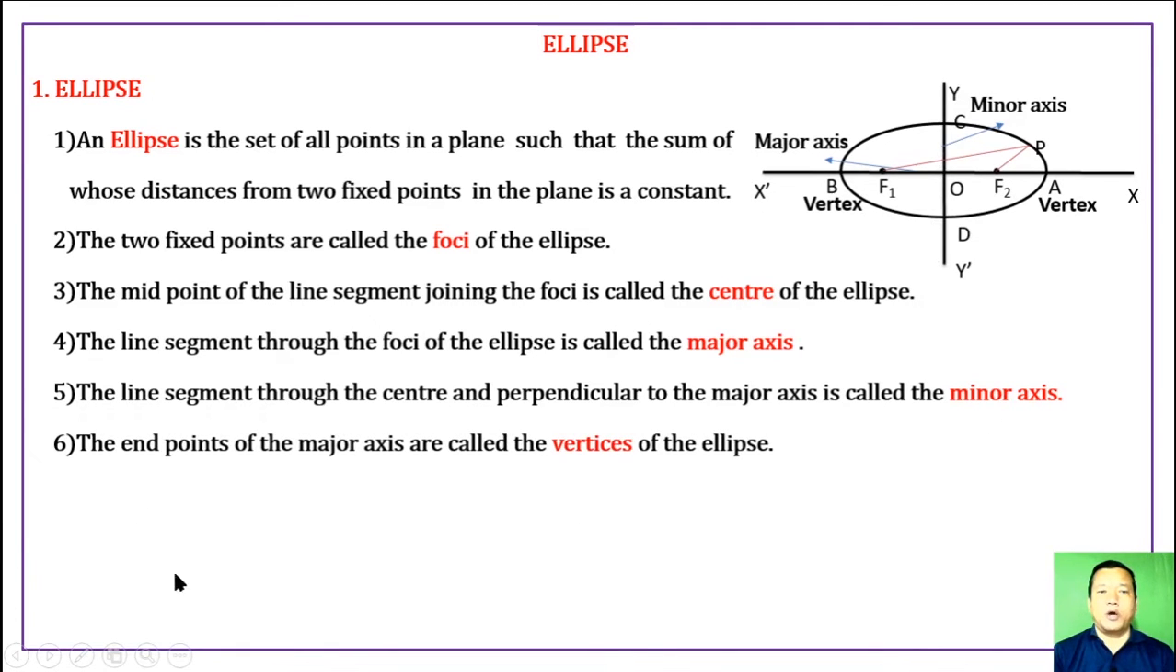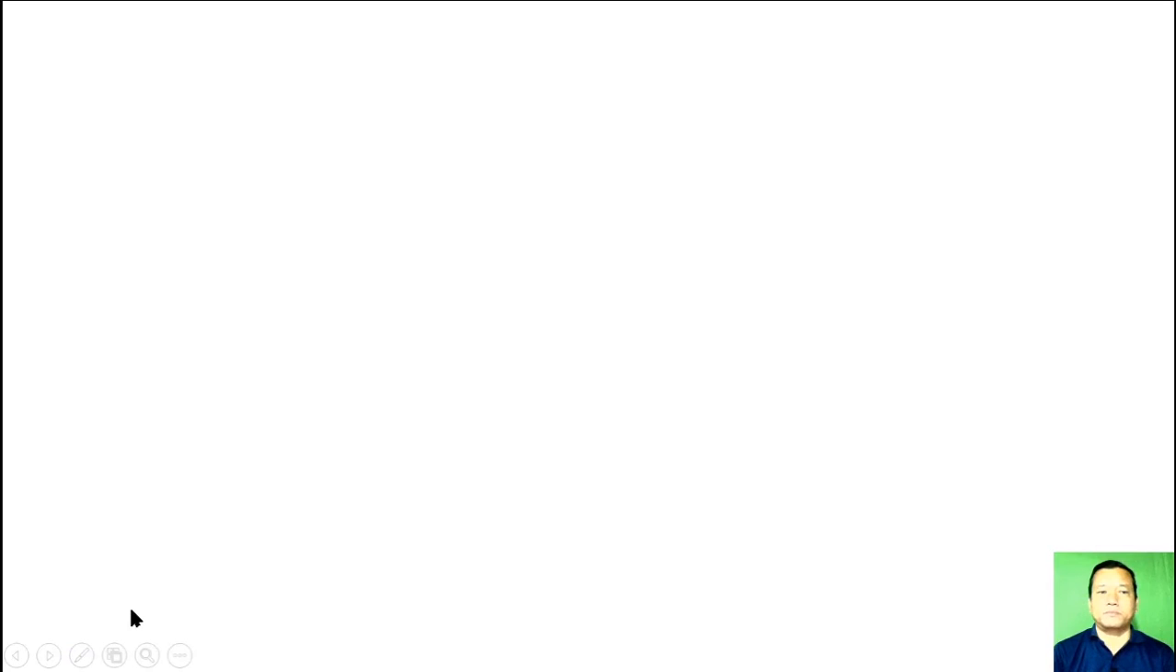The end points of the major axis are called the vertices of the ellipse. The end points of the minor axis, C and D, are not vertices. The length of the major axis from A to B is twice A, and the length of the minor axis, from C to D, is twice B.